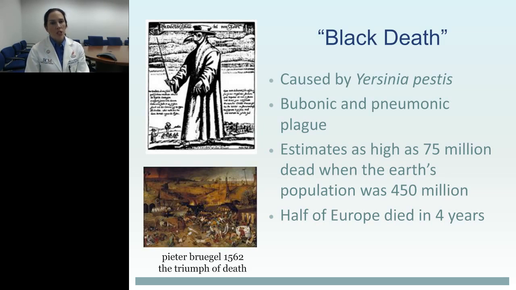During the 1300s and medieval times, essentially, there are estimates that as high as 75 million people died when the Earth's population was only 450 million total. So this was hugely devastating. There's nothing that could even come close to it with what we see in current time. Half of Europe died, for example, in 4 years. So this is the granddaddy of all outbreaks, if you will. And we're very fortunate to not have to deal with anything quite this significant today.